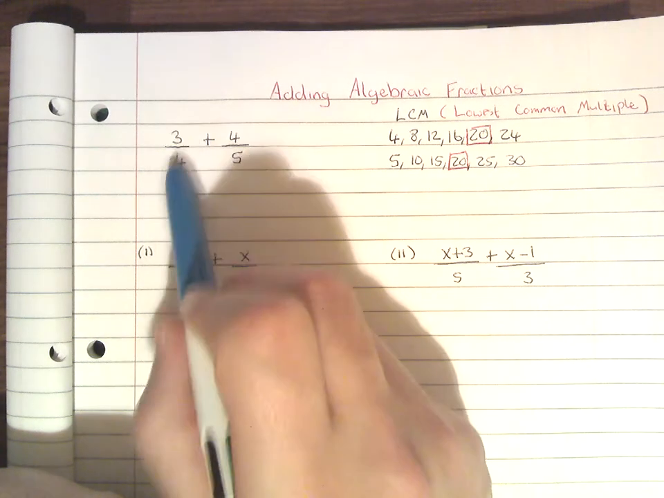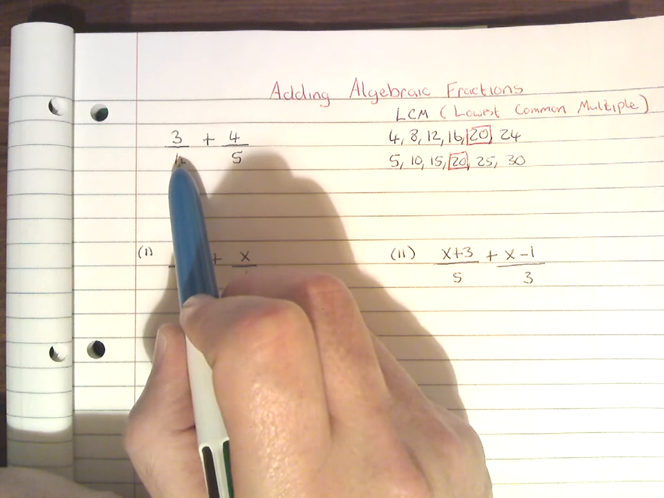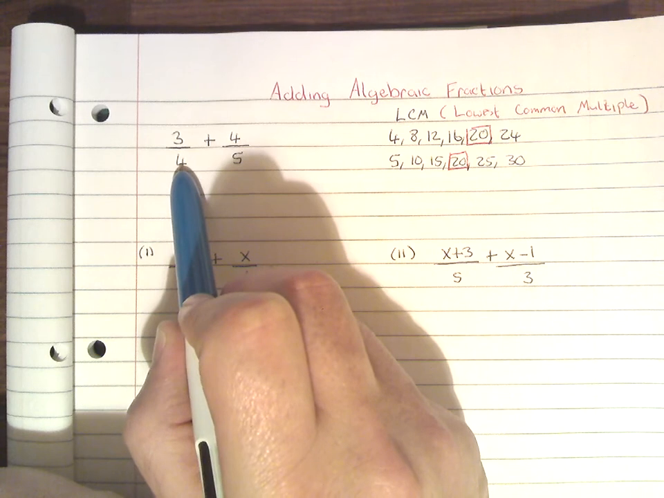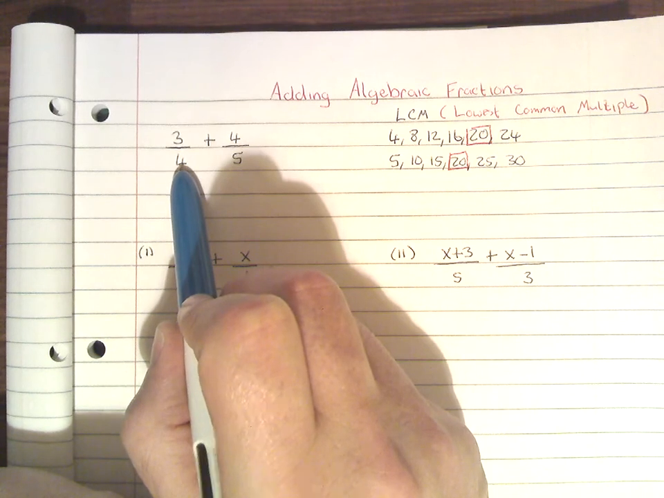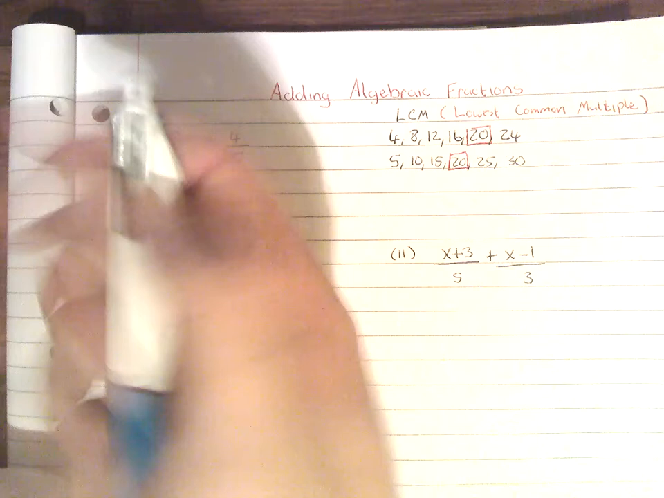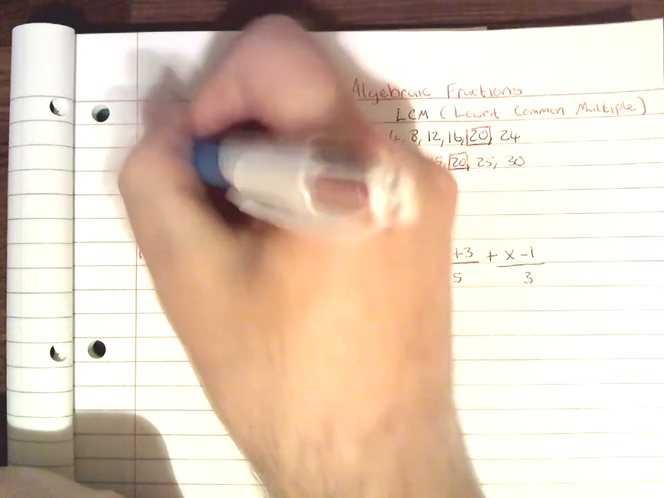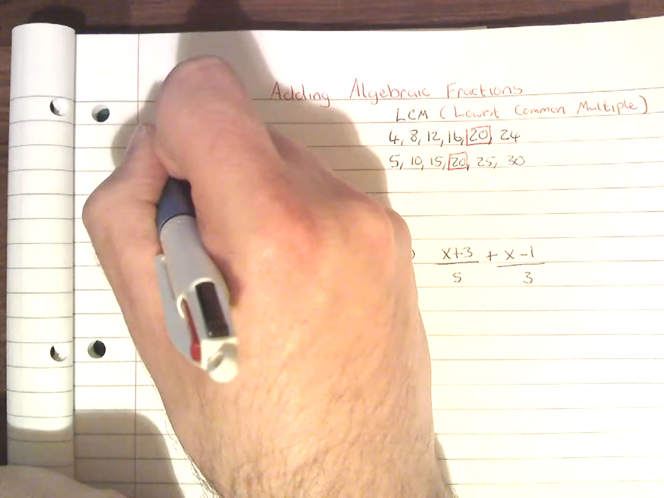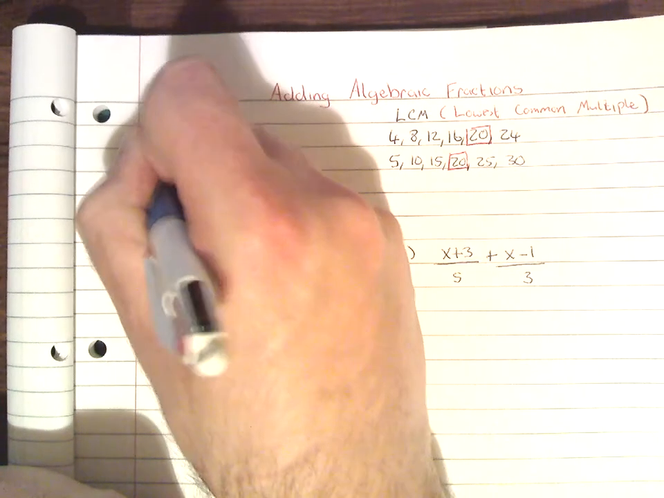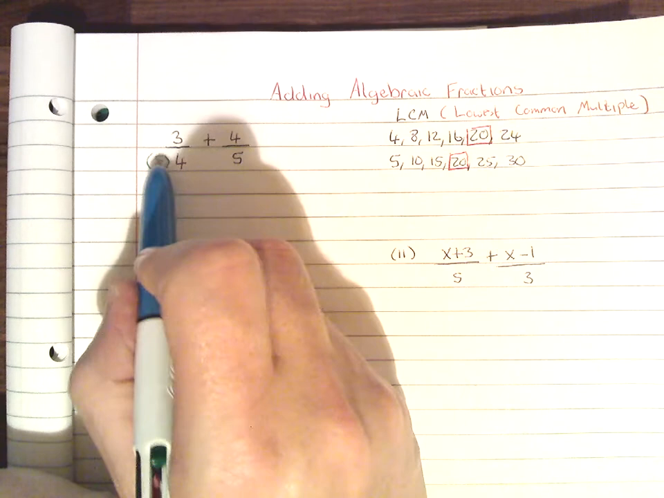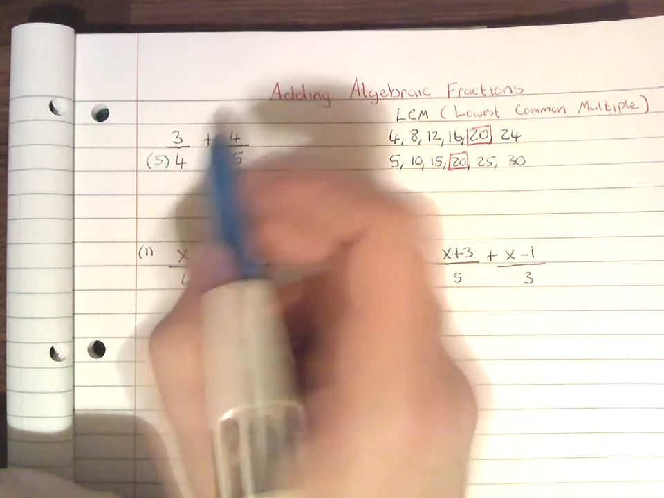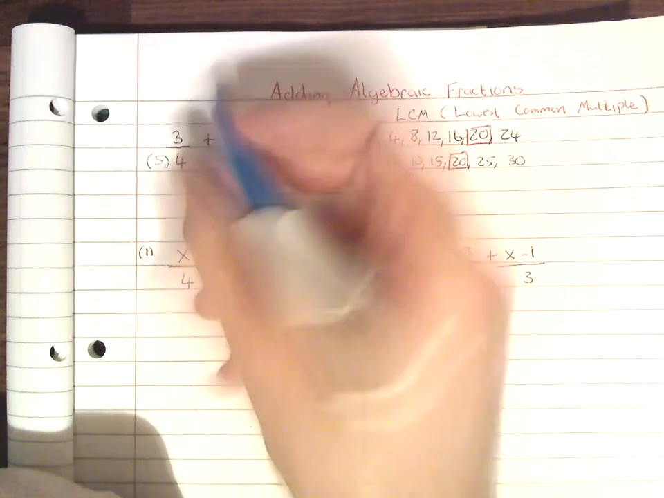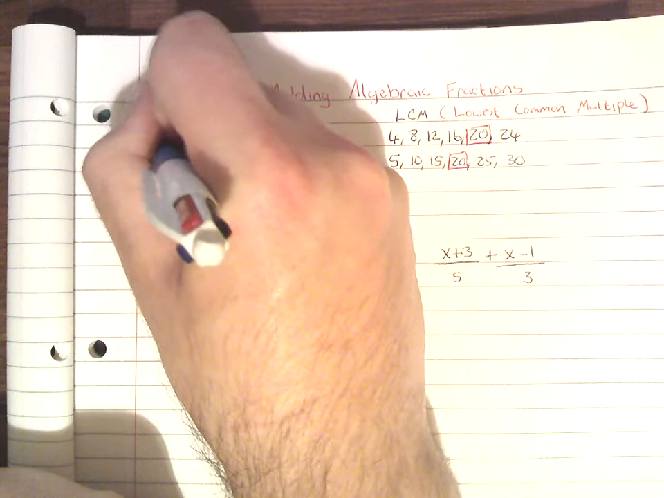Now the next thing we need to do is take this fraction and change it so that the denominator is 20. We think, what do I have to multiply 4 by to change it to 20? I have to multiply 4 by 5. I can put it in brackets like this beside it, and that means 5 multiplied by 4. Then if I multiply the bottom by 5, I have to do the same to the top.